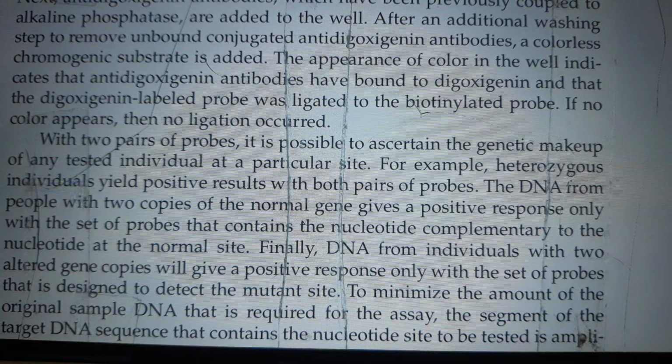With two pairs of probes, it is possible to ascertain the genetic makeup of any tested individual at a particular site. For example, heterozygous individuals yield positive results with both pairs of probes. The DNA from people with two copies of the normal gene gives a positive response only with the set of probes that contains the nucleotide complementary to the nucleotide at the normal site. Finally, DNA from individuals with two altered gene copies will give a positive response only with the set of probes that are designed to detect the mutant site.